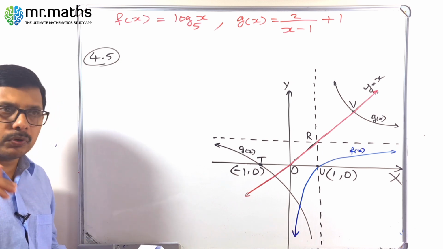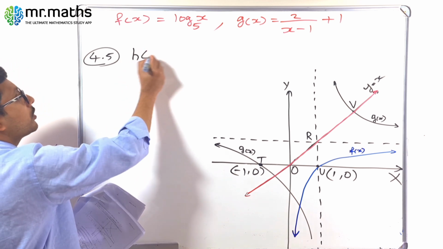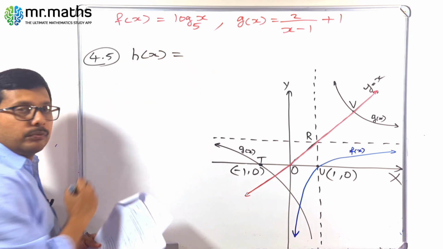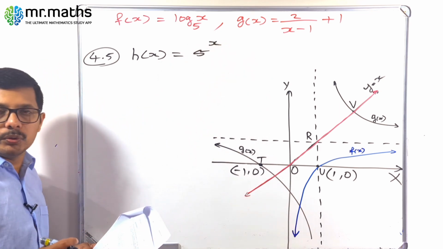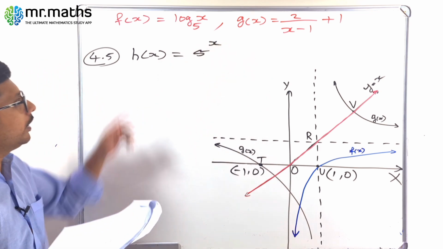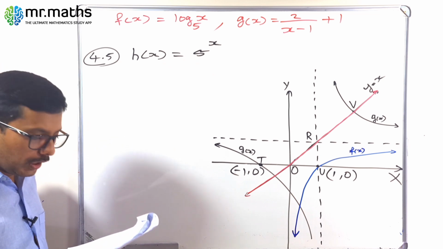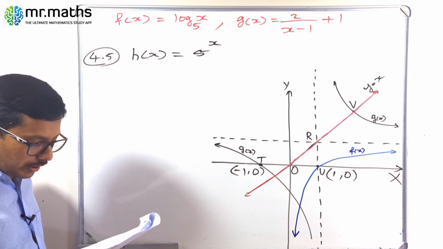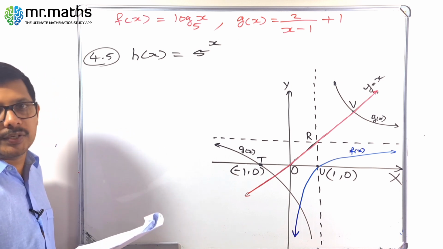Okay, so before that let me write the equation of h of x once more. From the previous question, what was the equation of h of x? 5 raised to x. This is the equation of the h of x. Am I right? H of x is equal to 5 raised to x from the previous question. Okay, now in this question they want the equation of the asymptote of h of x minus 3.